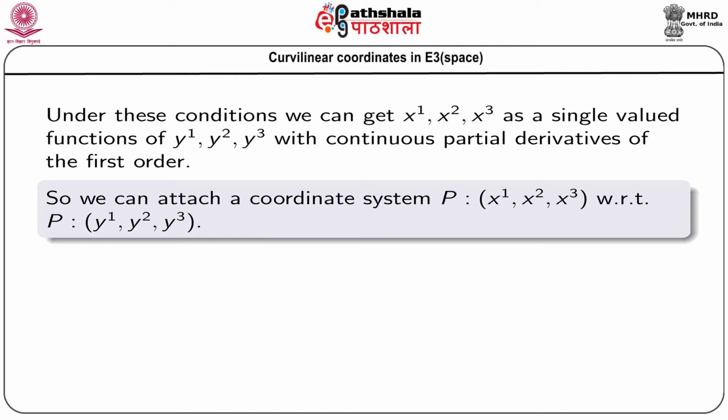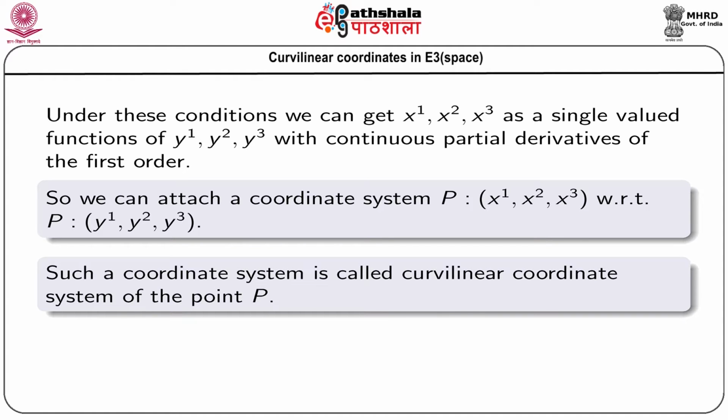So, we can attach a coordinate system P(x1, x2, x3) with respect to P(y1, y2, y3). Such a coordinate system is called curvilinear coordinate system of the point P. Now, let us explain the fact given by the equations earlier.